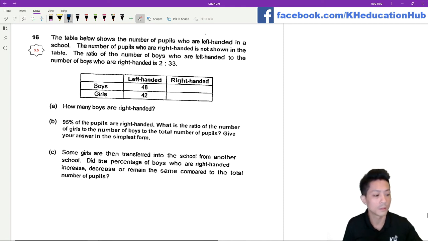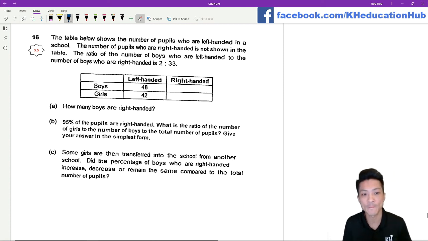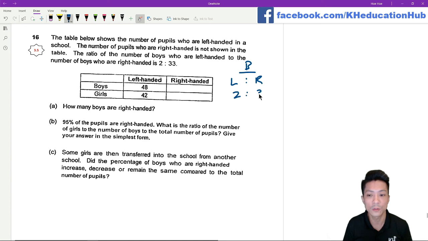Question 16. The table below shows the number of pupils who are left-handed in a school. The number of pupils who are right-handed is not shown in the table. The ratio of the number of boys who are left-handed to the number of boys who are right-handed is 2 to 33. Since there are 48 boys who are left-handed, I can find the number of right-handed boys, which is the answer for part A.